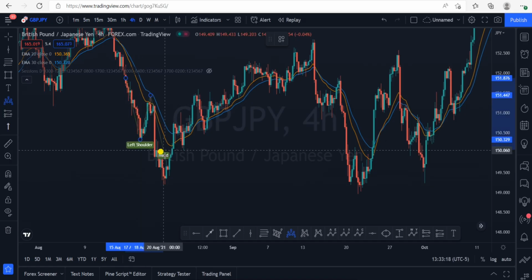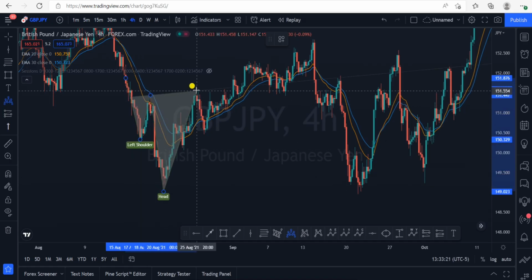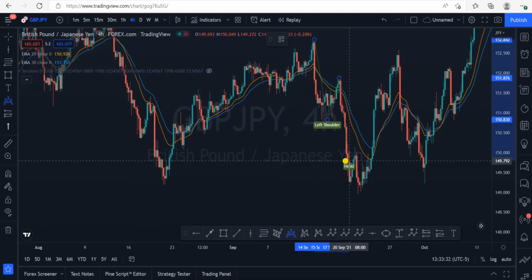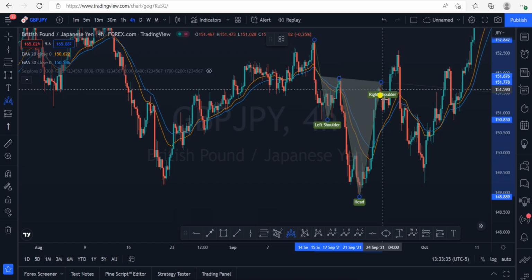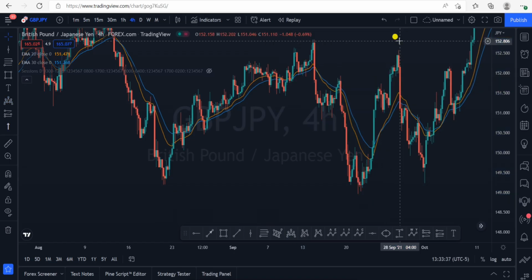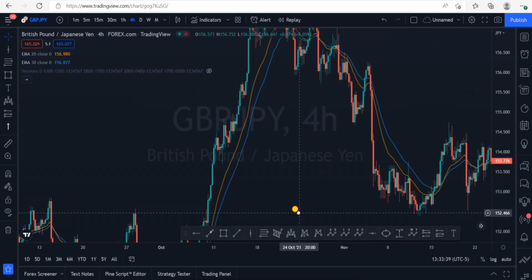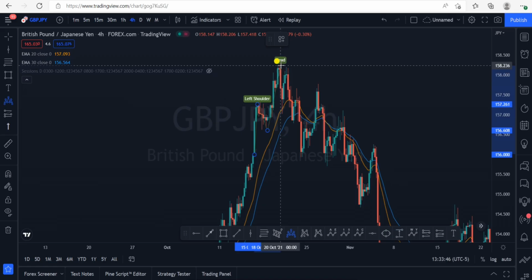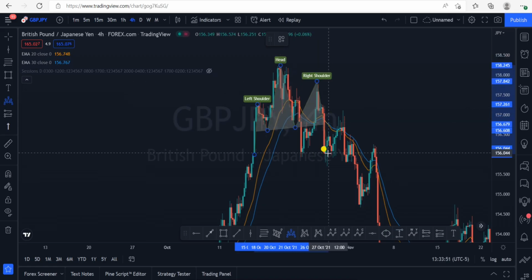The left shoulder, the head, then it's the right shoulder, and then you have the market coming up with the impulse. So let's look at this, another inverted head and shoulder again. Quickly, left shoulder, head, right shoulder, and then you have the impulse coming up. Let's look at the head and shoulder now. You have the left shoulder, you have the head, then you have the right shoulder over here.